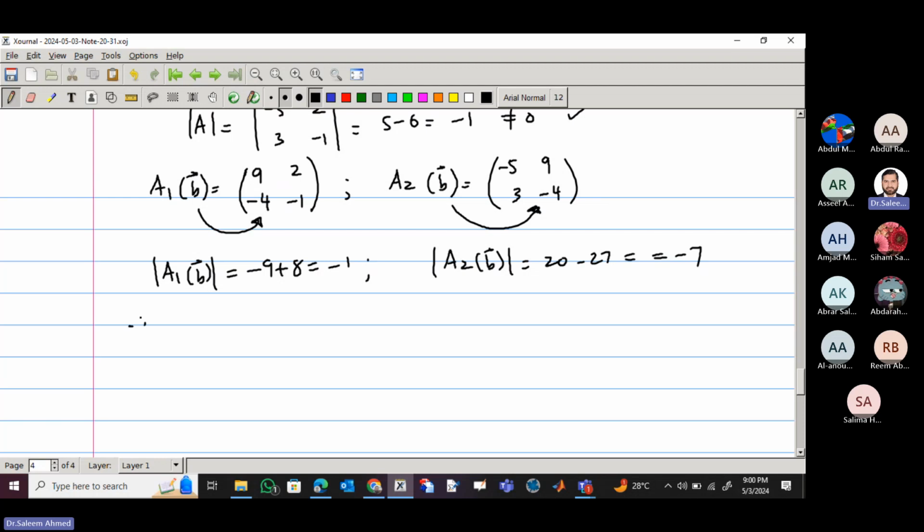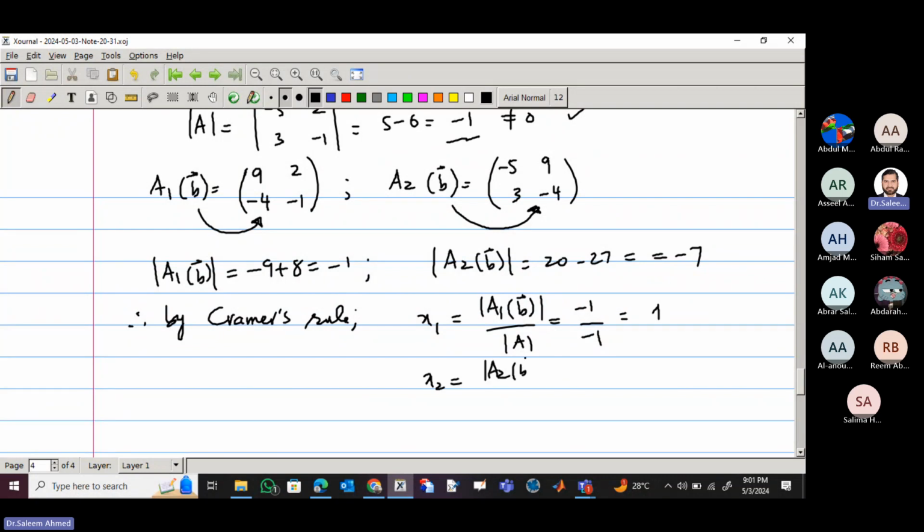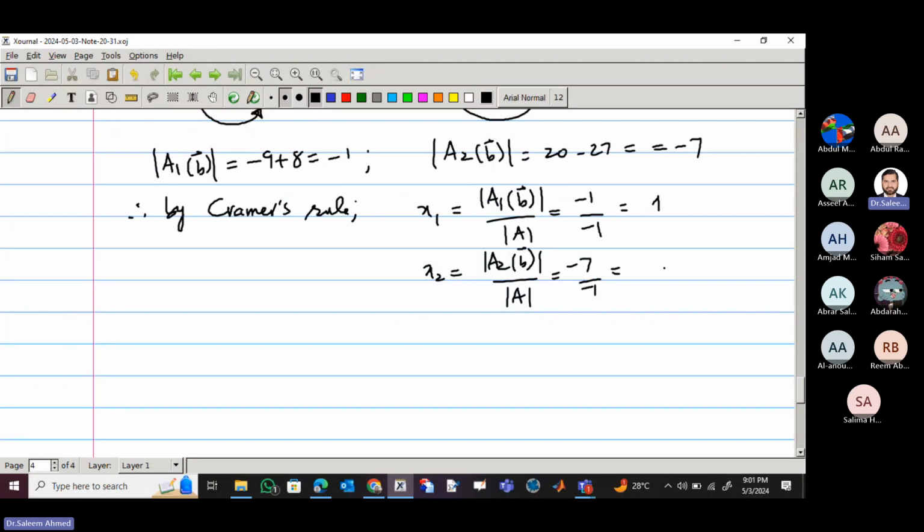So hence, Cramer's rule says that your solution of the system is x1 is determinant of A1B divided by determinant of A, which is -1 and A is also -1. See, this is A, right? So that answer is 1. And then x2 is determinant of A2B divided by A, which is -7 by -1. So that is plus 7. So this is your solution.